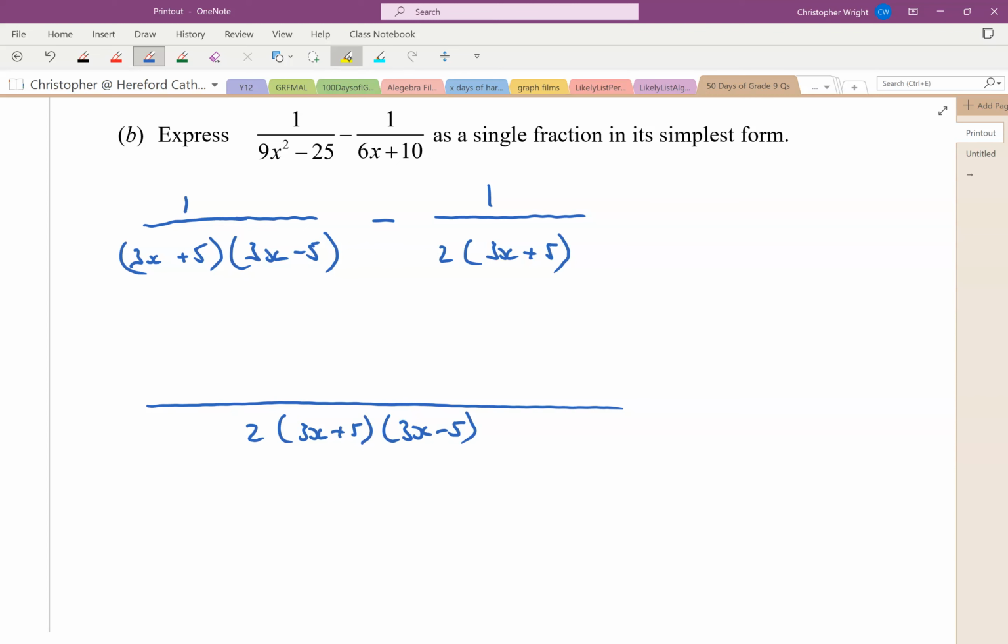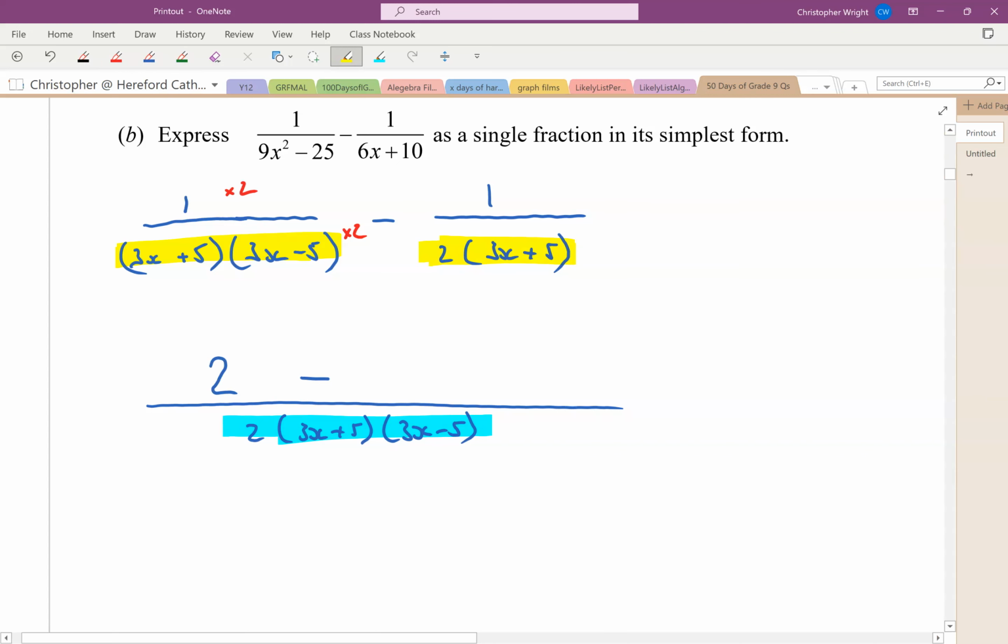Now, let's look at this first fraction here. What's this denominator being multiplied by to get my new denominator? Answer, it's being multiplied by 2, so I must do the same to the top. 1 times 2 is 2. Minus. Now, let's look at this second fraction. What's this denominator being multiplied by to get my new denominator? Answer, it's being multiplied by 3x minus 5, so I must do the same to the top. 1 times 3x minus 5 is 3x minus 5.